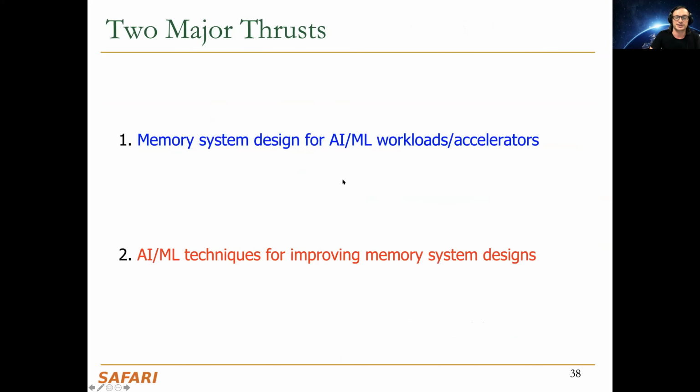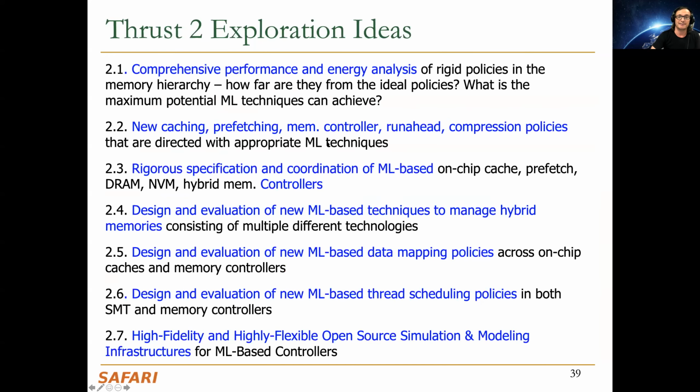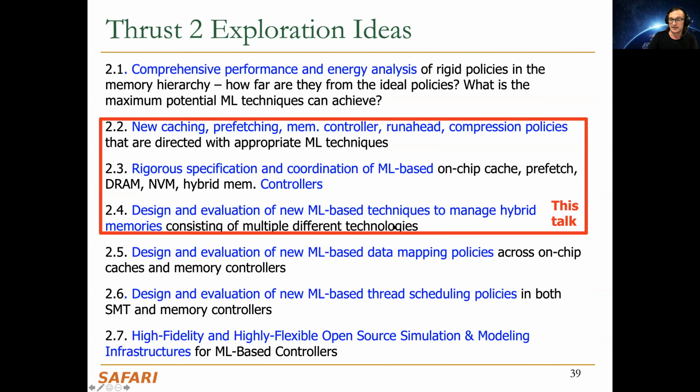And these are some background works that I'm not going to talk about because we talked about them in the past. And in terms of AI/ML techniques for improving memory system designs, we also have a bunch of exploration ideas, and some of the work that we have done this year covers these 3 ideas over here, as you will see.